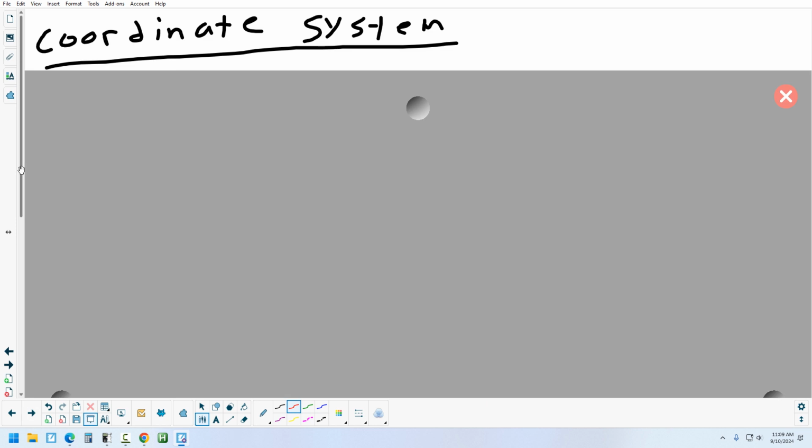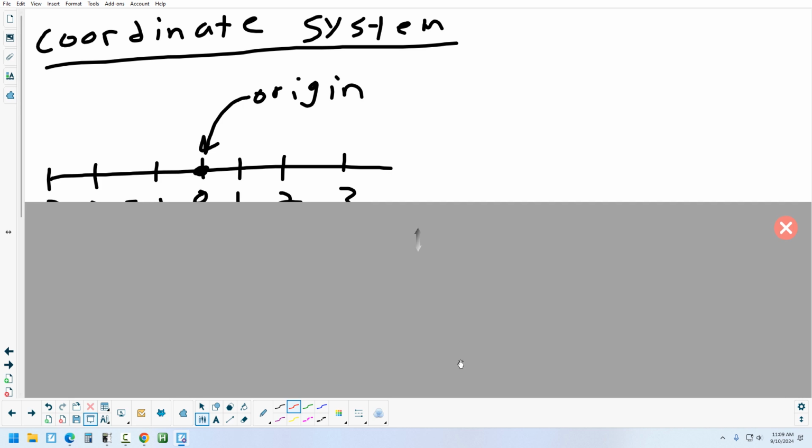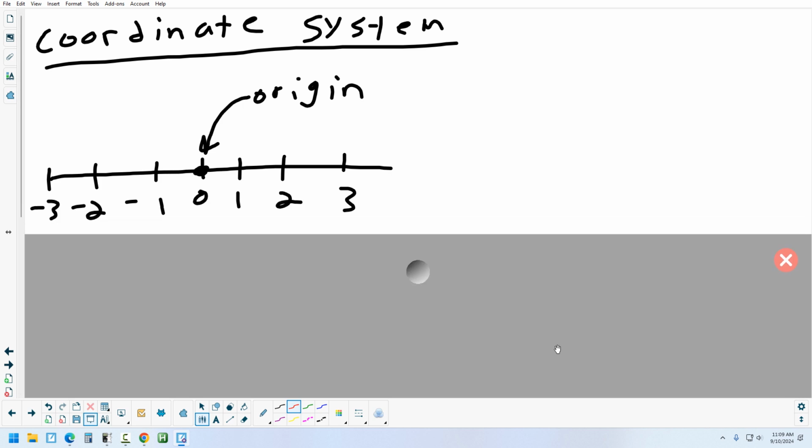Okay, next topic, coordinate system. Not even a 2D coordinate system, just 1D. So in a one-dimensional coordinate system, we usually call that a number line. Positive numbers go right, negatives go left. And the 0 mark on your number line, that is the origin.